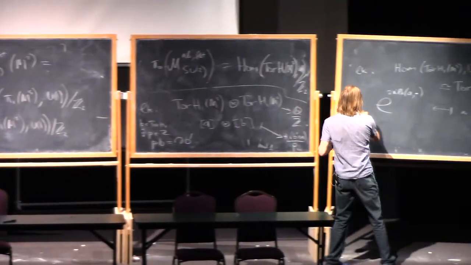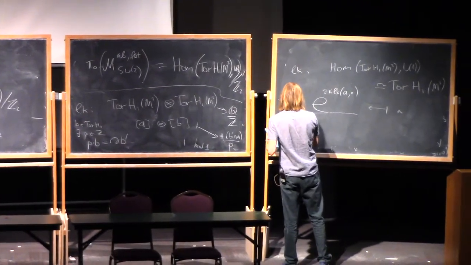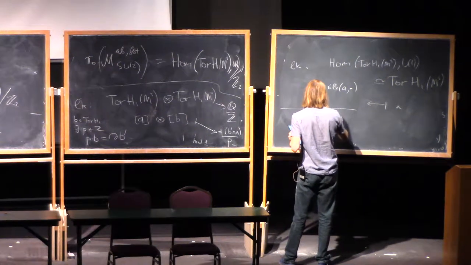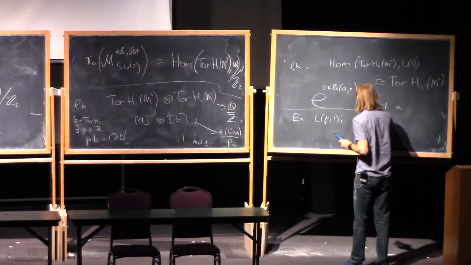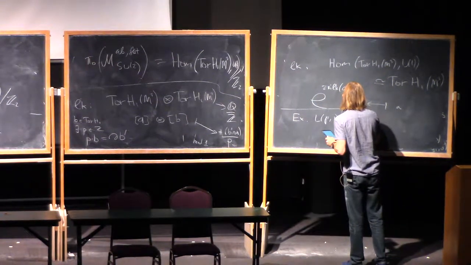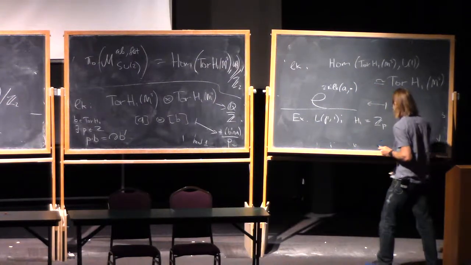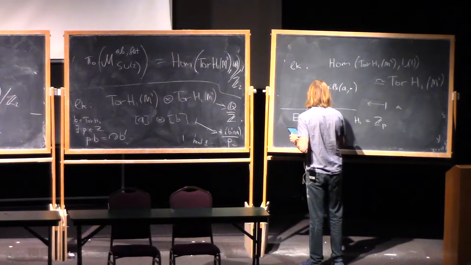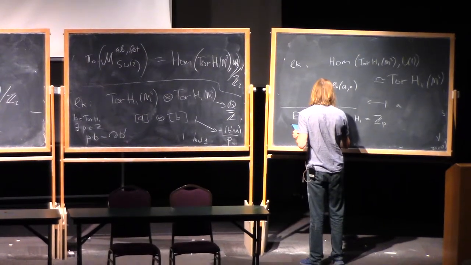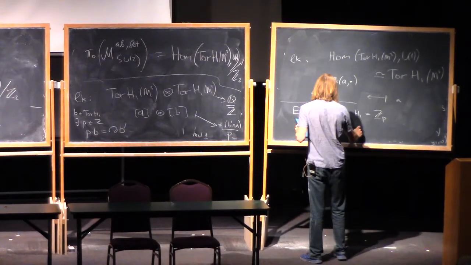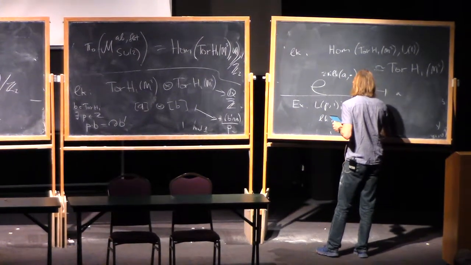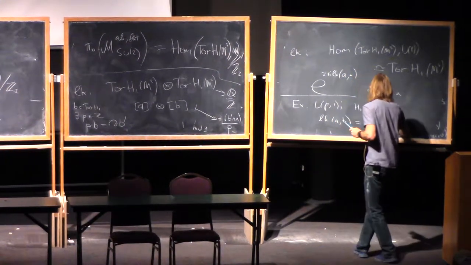For example, let me give you an example. Take the lens space L(P,1). Its H1 is Z_P, so the whole thing is torsion, and the linking pairing of A and B is just A times B divided by P mod 1.